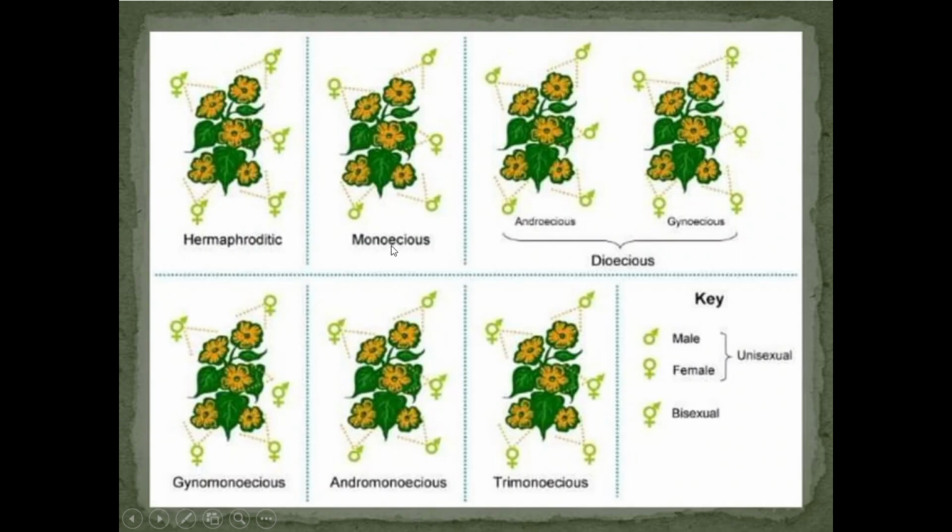Hermaphrodite, monoecious, and dioecious are again divided: dioecious into androecious and gynoecious, and monoecious into gynomonoecious, andromonoecious, and trimonoecious or polygamous. This symbol is used for male, this symbol is used for female, and this symbol is used for bisexual.